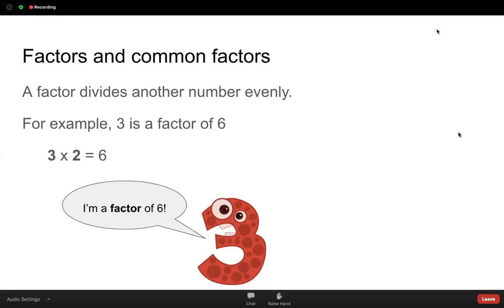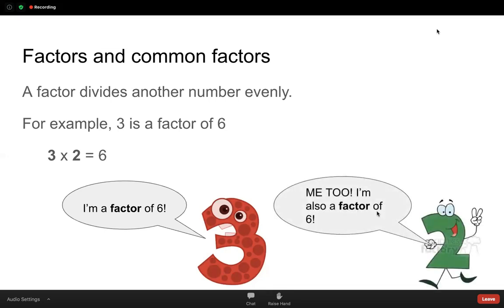Another factor, it doesn't equal 6, but it's 5 times 2, and it equals 10. Good. So 5 times 2 is 10. So 5 and 2 are factors of 10. Good. So okay, let's go back to this. So 2 was the answer I was looking for. So 2 is also a factor of 6 because 3 times 2 is 6.